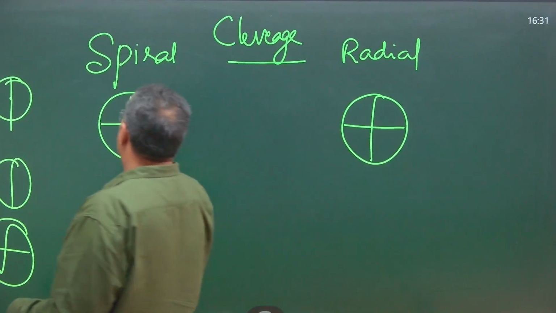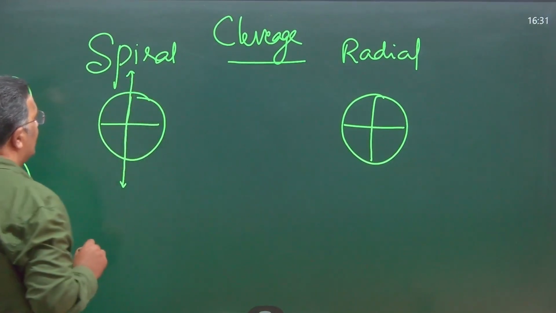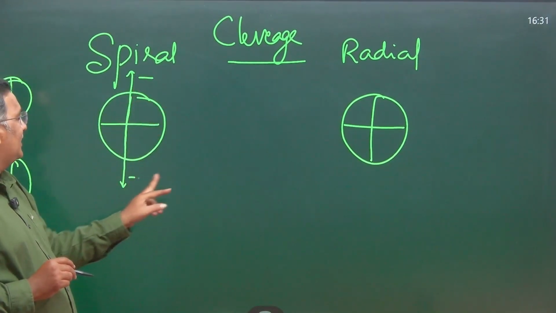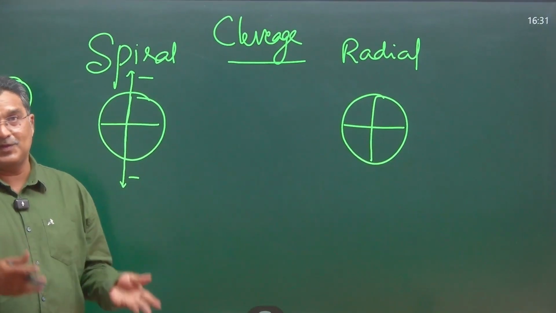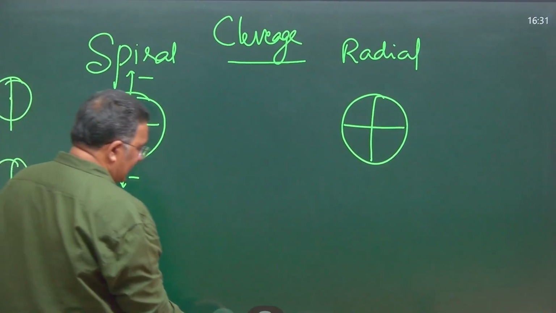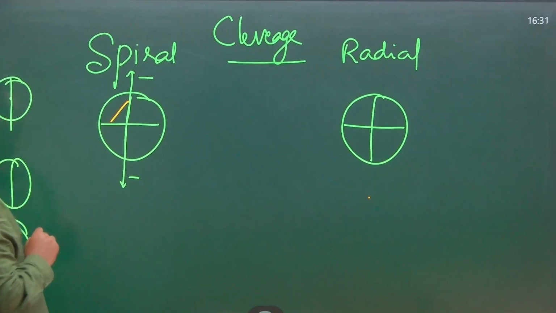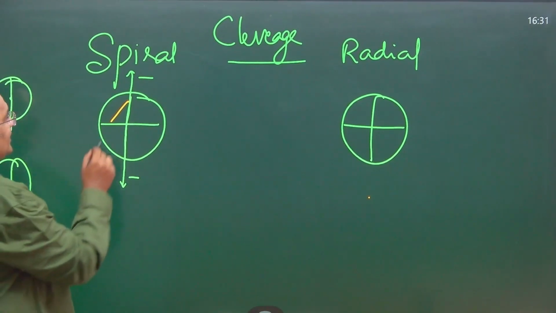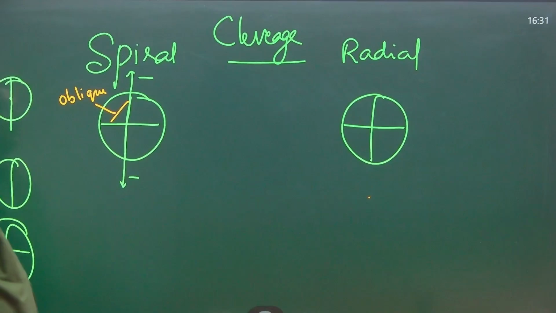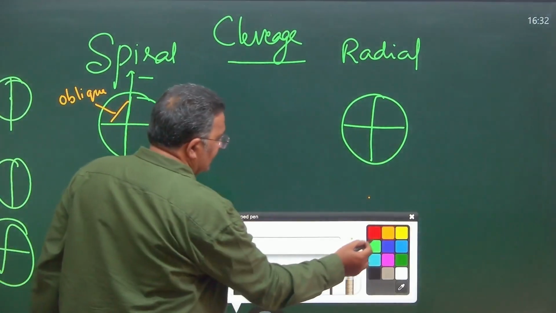Spiral cleavage: how does this four cell stage become eight cell stage? If I consider the embryo as a sphere, this is one pole and this is another pole, like the south pole and north pole of the earth. For this polar axis, the cleavage pattern is like this. Oblique. If the cleavage patterns are oblique, I will show you how.